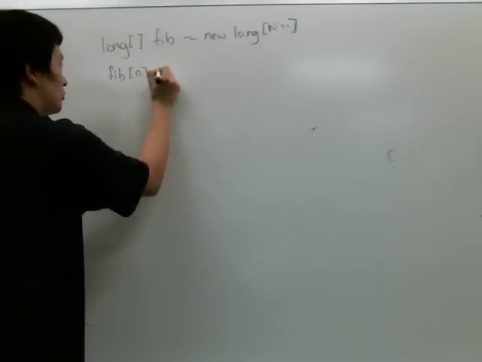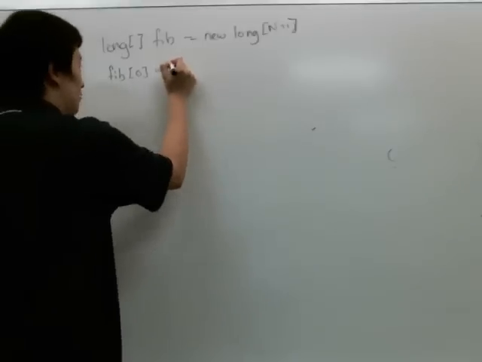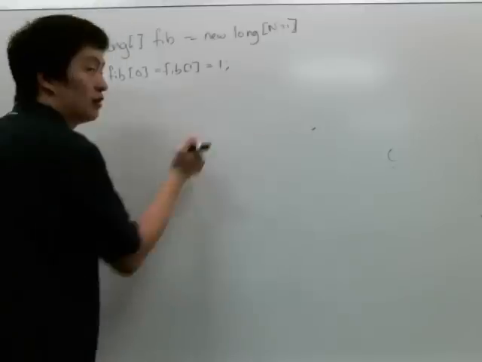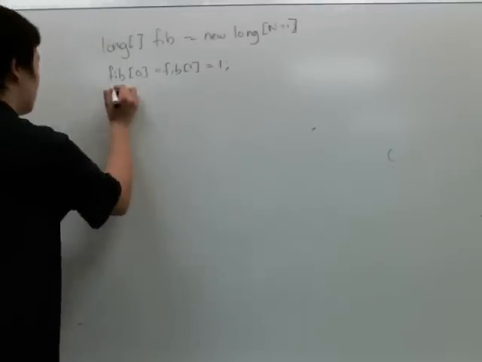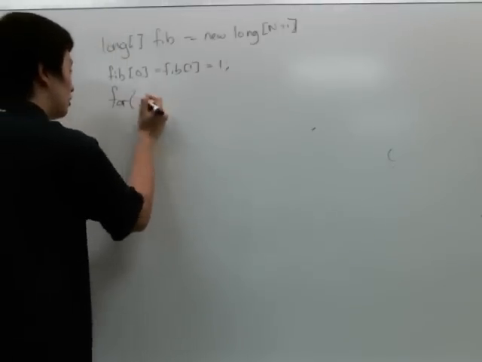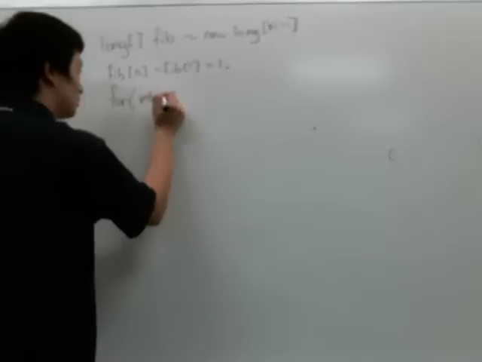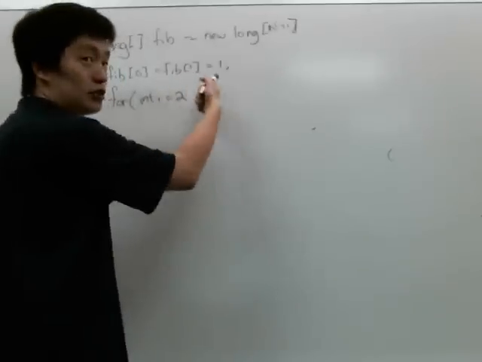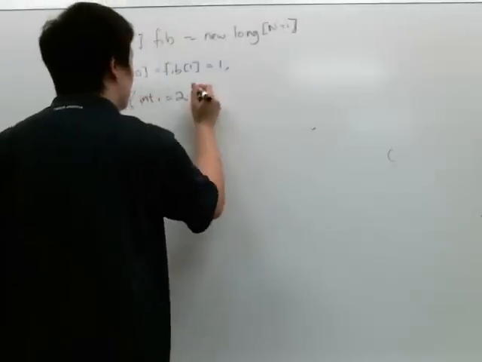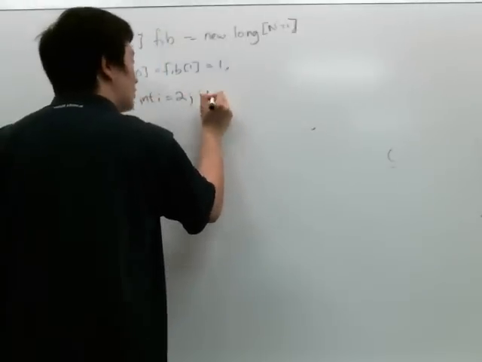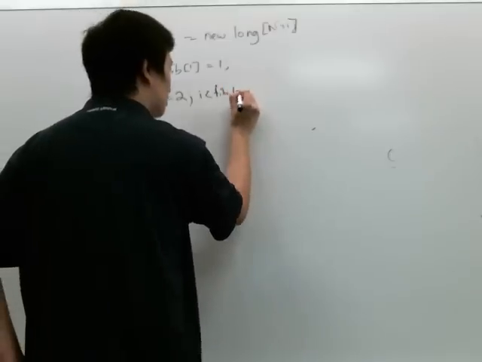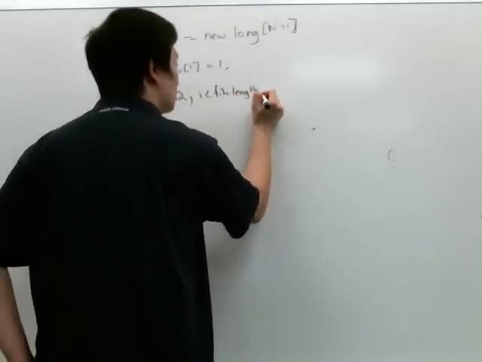And then we want to make fib of 0 equal to fib of 1, which equals 1. We're going to declare that. And then we can just do a simple for loop. For int I equals 2, since we need to start at 2, since we hard-coded 0 and 1, right? I is less than fib dot length, I plus plus.